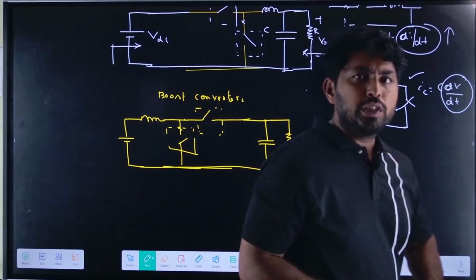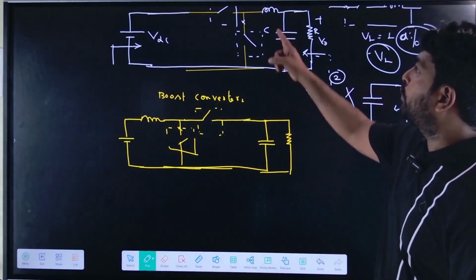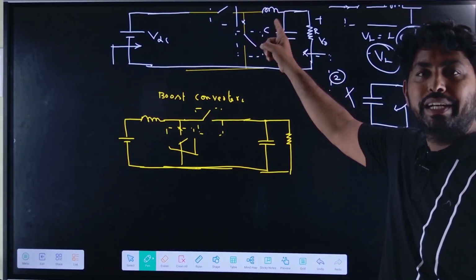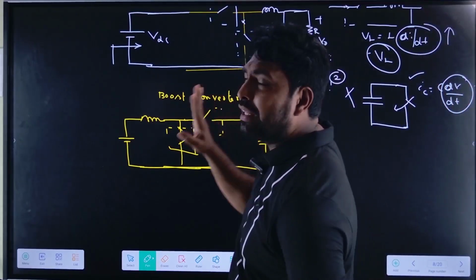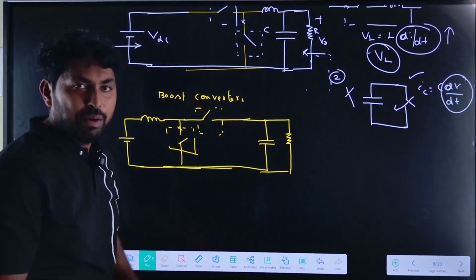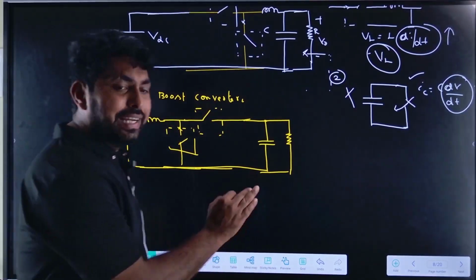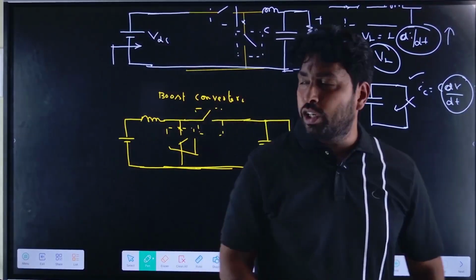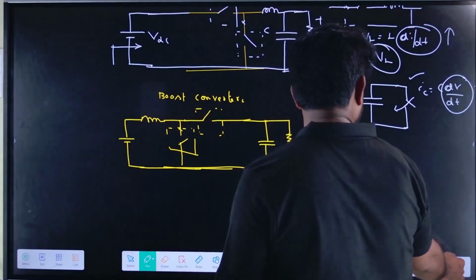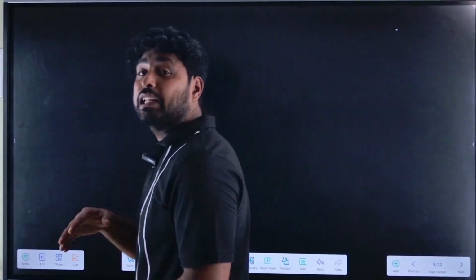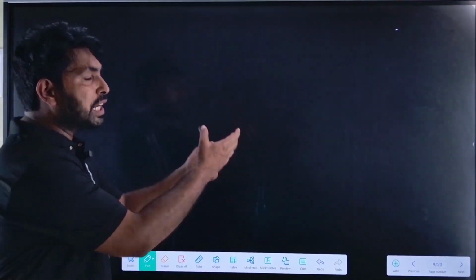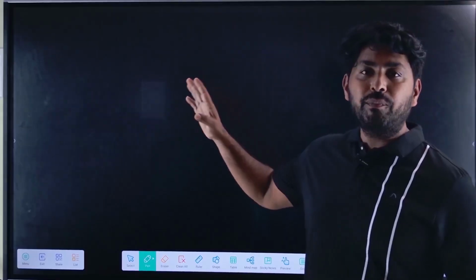Or else we can say it like this. If the inductance is on the load side, we can identify this as a buck converter. If the inductance is connected on the source side, we can identify this as a boost converter. Now let us see how we can draw the buck converter, the boost converter, and the buck boost converter. Before that, let me classify the different DC to DC converters we have.